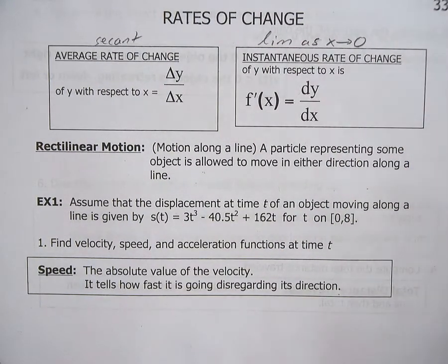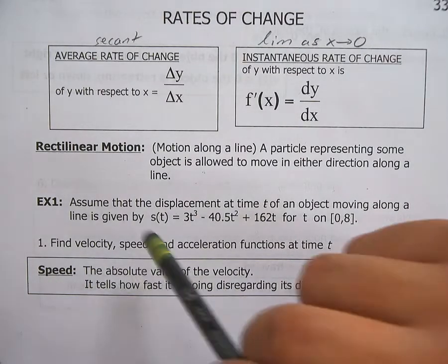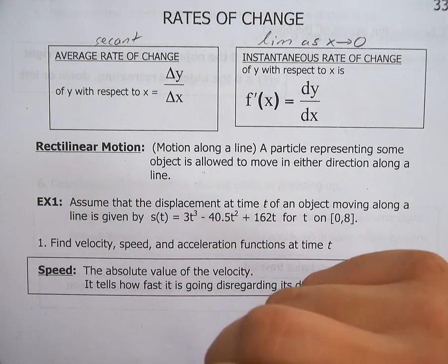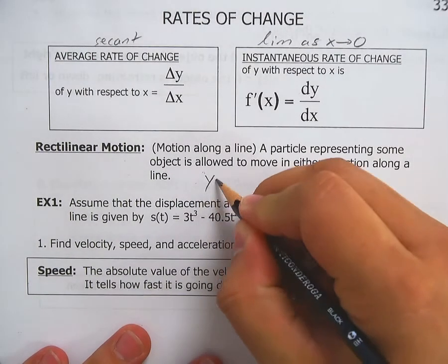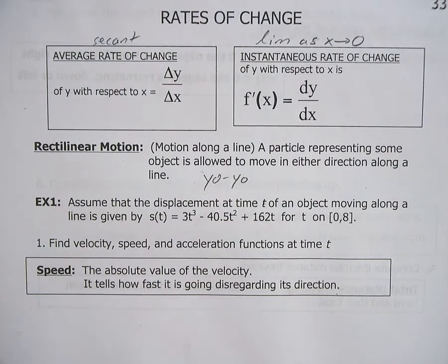So a lot of vocabulary words thrown in here. If you've had physics before, these should be kind of old hat. If not, then welcome to it. The first one here is rectilinear motion. It's motion moving along a line. A particle represents some object that is allowed to move in either direction along a straight line. A good example of that is a yo-yo. That's the traditional example of rectilinear motion. It goes up and down. That's all it does. Something else would be like a train. It only follows tracks in either left or right. Trains don't go up and down, right? So that would be an example of rectilinear motion.